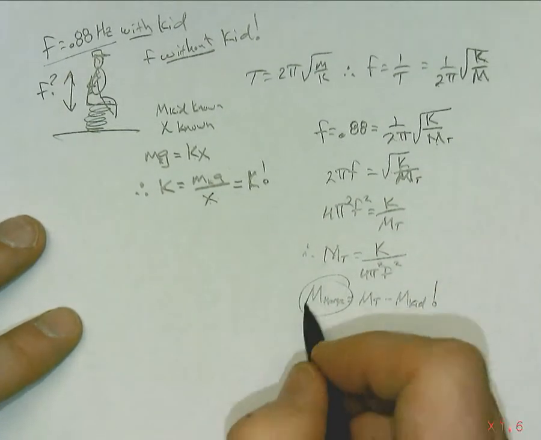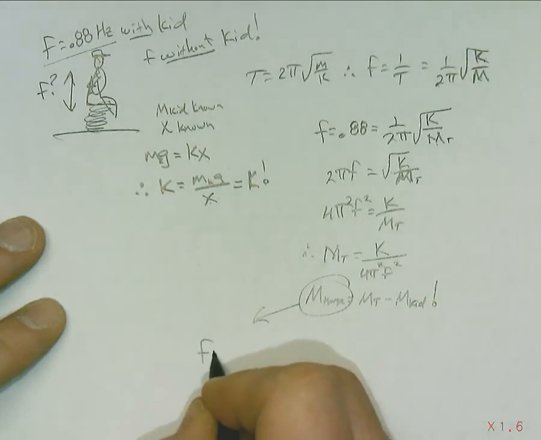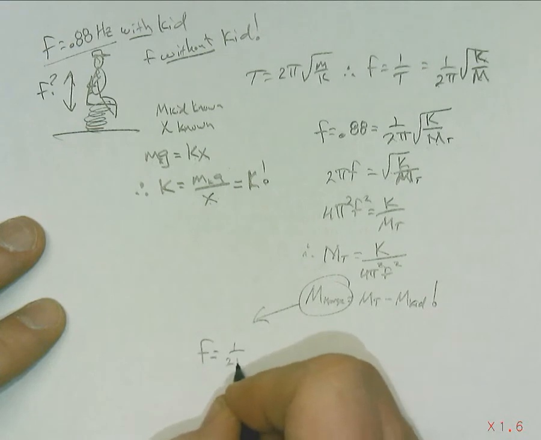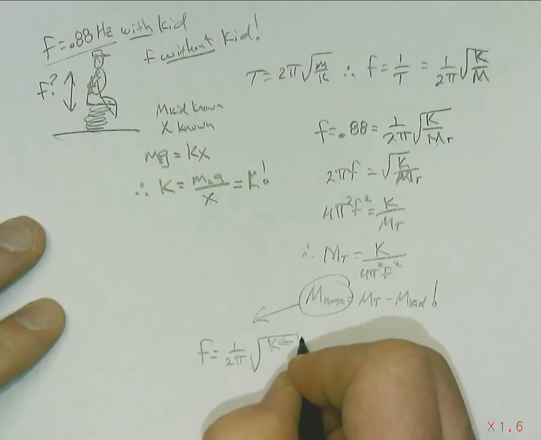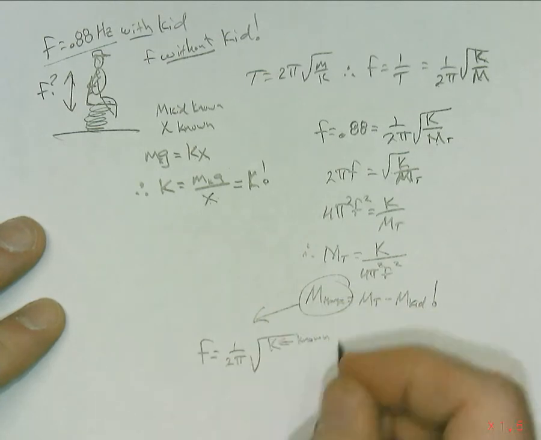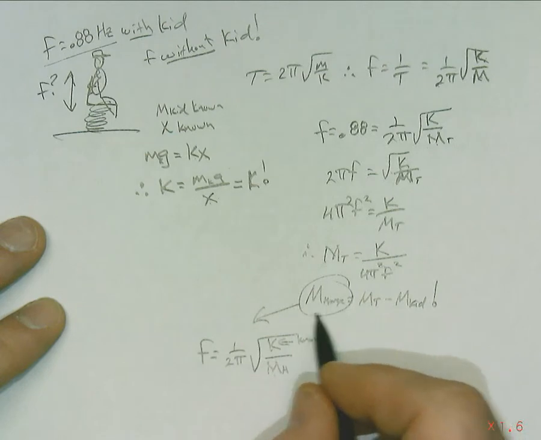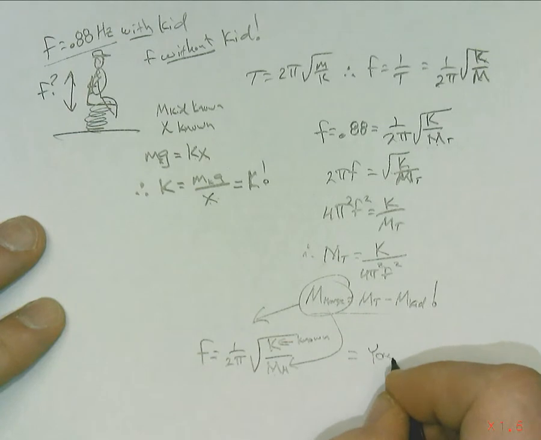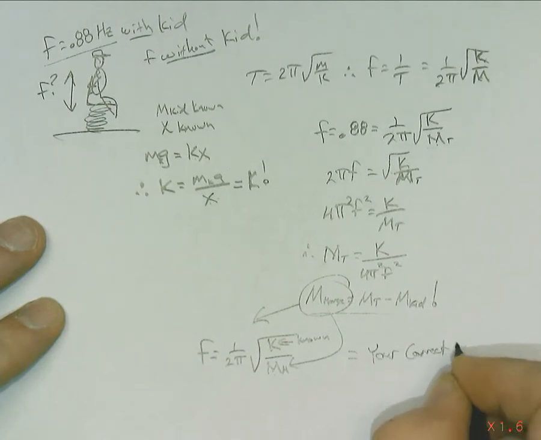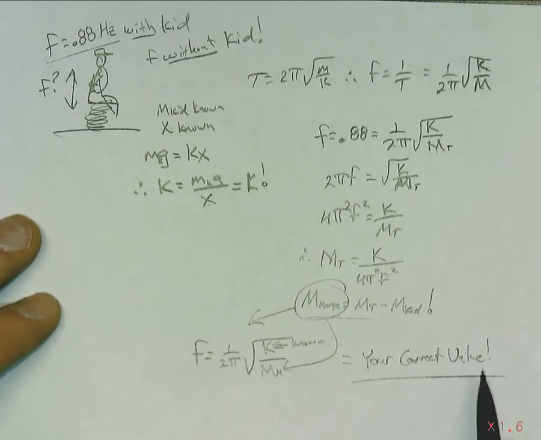And then from there, you just stick it in that frequency equation again. You've got to solve for the frequency. Frequency equals 1 over 2 pi square root of k, which you now know, over m of the horse, which you have now discovered from this. Stick that in here, and that should equal your correct value. And you have a lot of satisfaction when the little green check mark comes up in WebAssign.